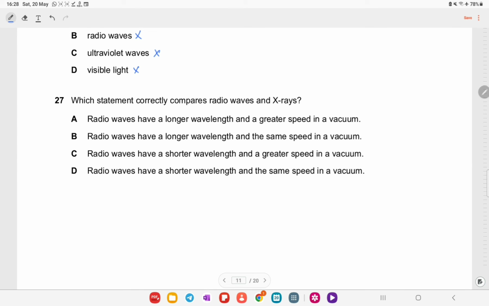Which statement correctly compares radio waves and X-rays? Radio waves have a longer wavelength and a greater speed in vacuum. Radio waves have a longer wavelength and the same speed in vacuum. So yes, electromagnetic waves have the same speed. So option B is the right choice.